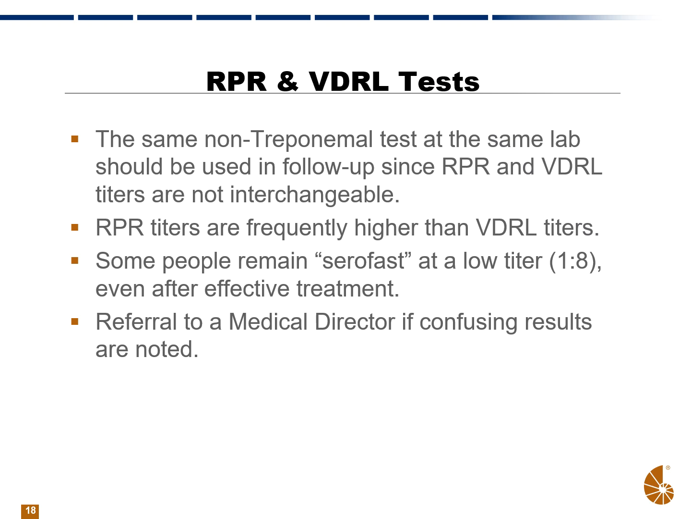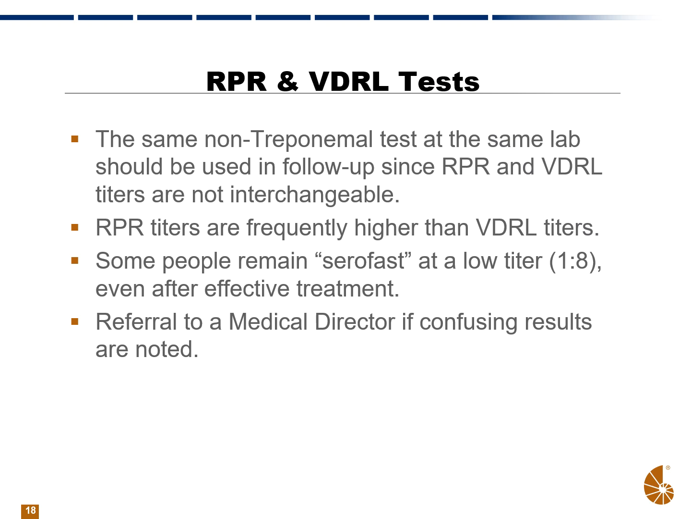So what is this RPR and the VDRL tests? These are the non-treponemal tests, and when they're done, in order to get a good sense of what the titers really mean, they should be done at the same lab, and if the RPR test is done, then a follow-up RPR test should be done, rather than switching back and forth between RPR and VDRL, since the titers are not interchangeable. RPR titers are frequently higher than VDRL titers, and some people remain serofast at a low RPR titer of 1 to 8, even after effective treatment.